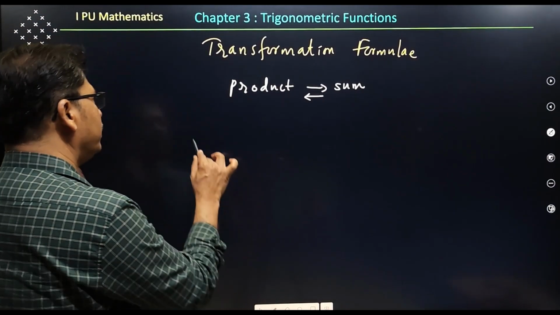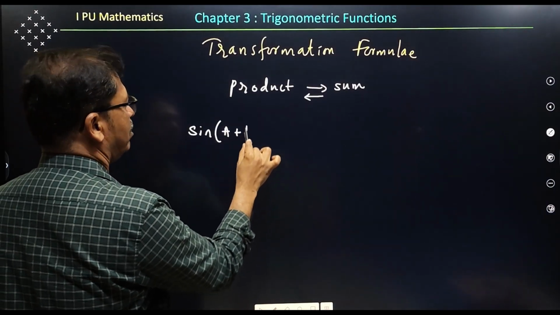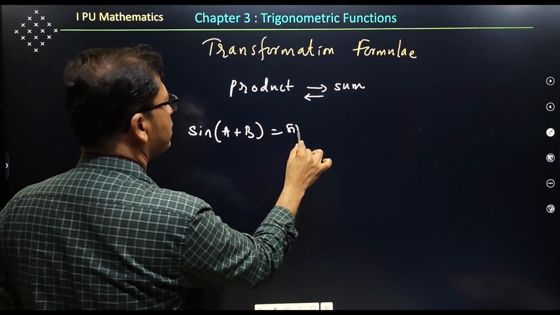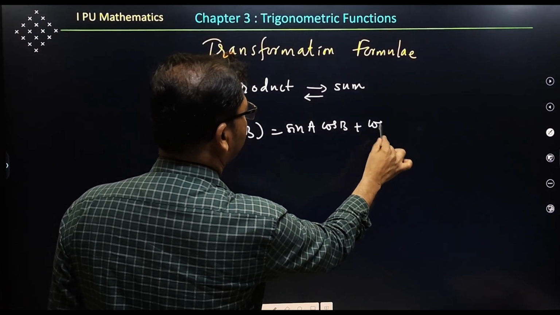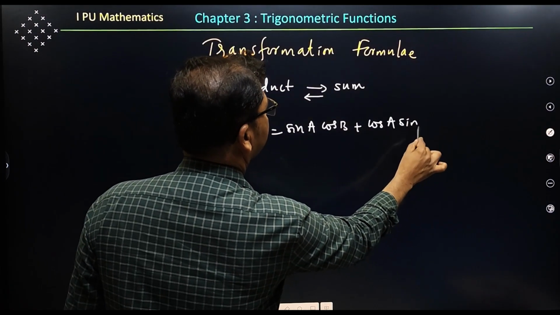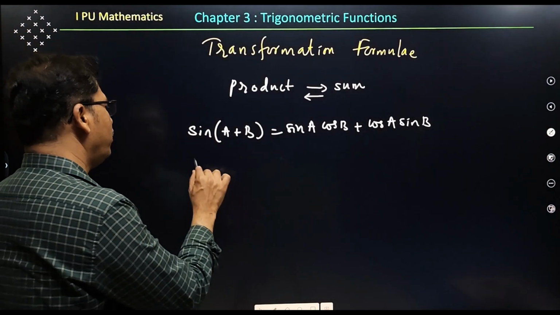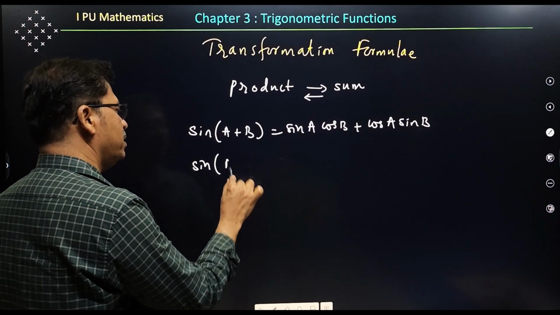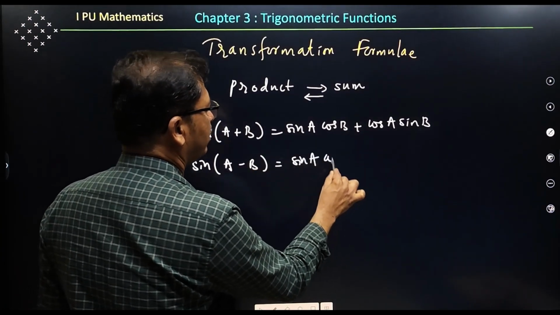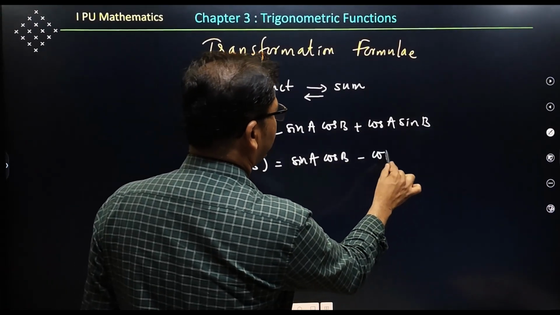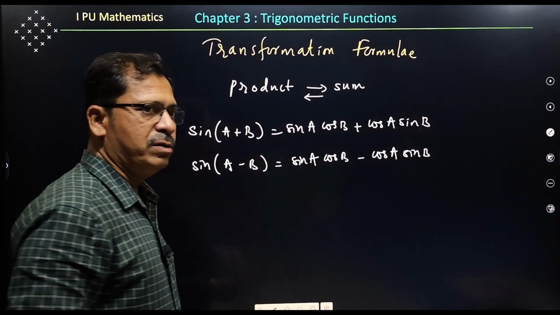You have studied already the result sin of a plus b. This is equal to sin a cos b plus cos a into sin b. This is a known result for you. Second one, sin of a minus b equal to sin a cos b minus cos a into sin b. This is the second result.